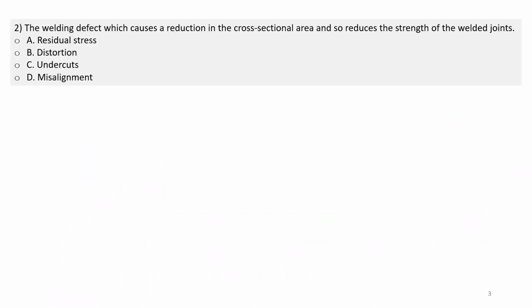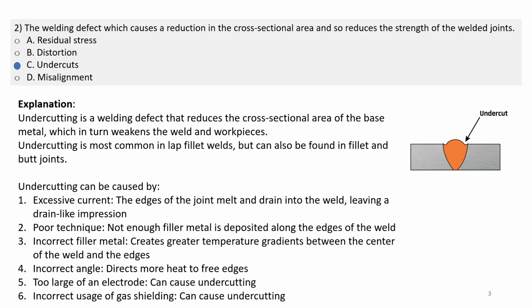The next question is: the welding defect which causes a reduction in the cross-sectional area, so reduces the strength of the welded joints. Your options are residual stress, distortion, undercuts, and misalignment. So the correct answer will be undercuts. Undercut is a welding defect which reduces the cross-sectional area of the base metal, which in turn weakens the weld and workpieces. Undercutting is most common in lap fillet welds, but can also occur in other types of joints, and this is what it looks like.